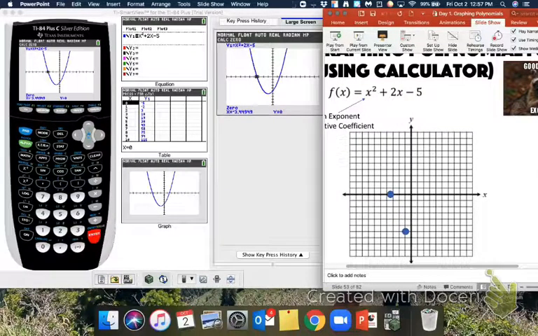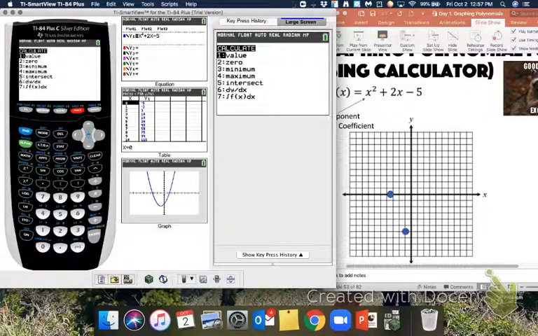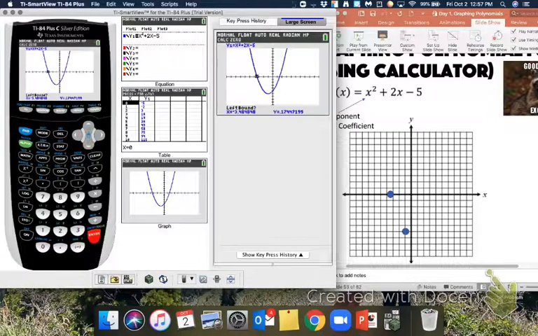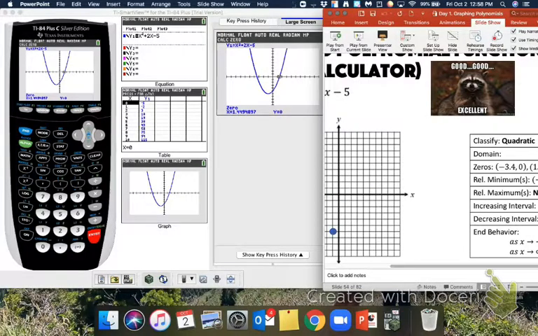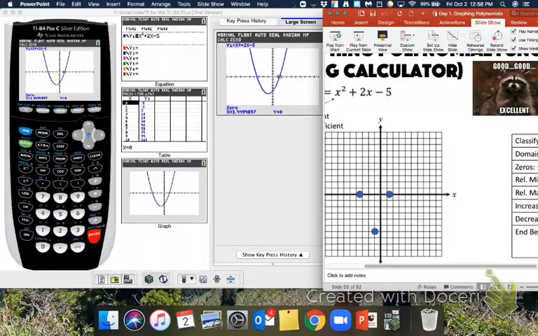And to find the other 0, we'll go second trace, 0. Then we're going to move this to the right. But we want it left of the x-axis, so we're going to start below the x-axis, and then we're going to move it above the x-axis, and then push enter one more time. And it looks like we got 1.440. So our other 0 is at 1, 0. Okay, and then that's all we're going to do on the calculator.